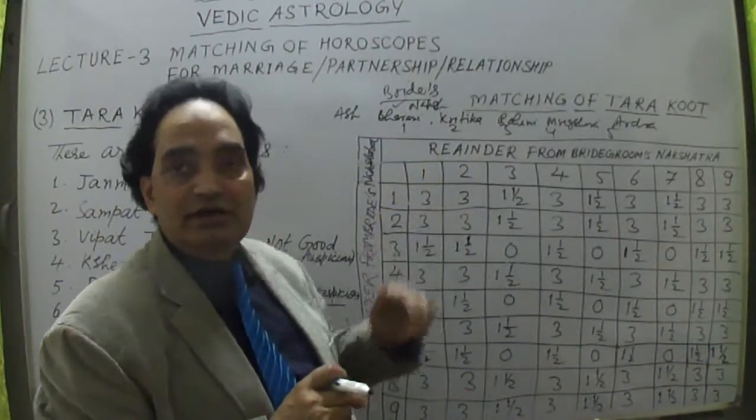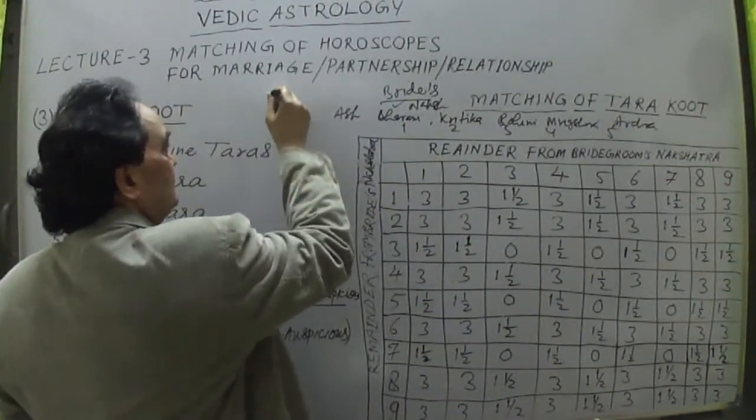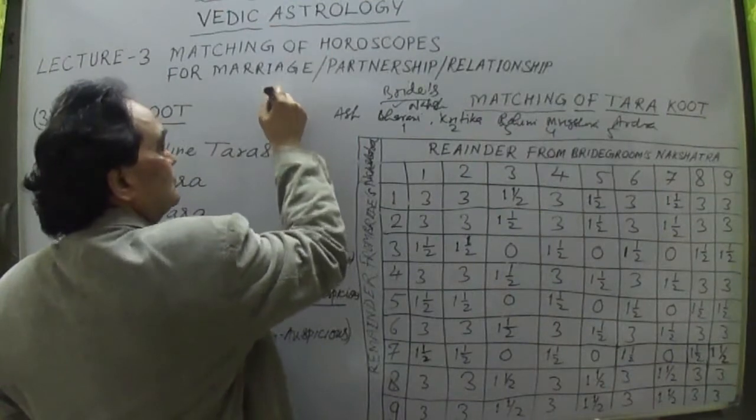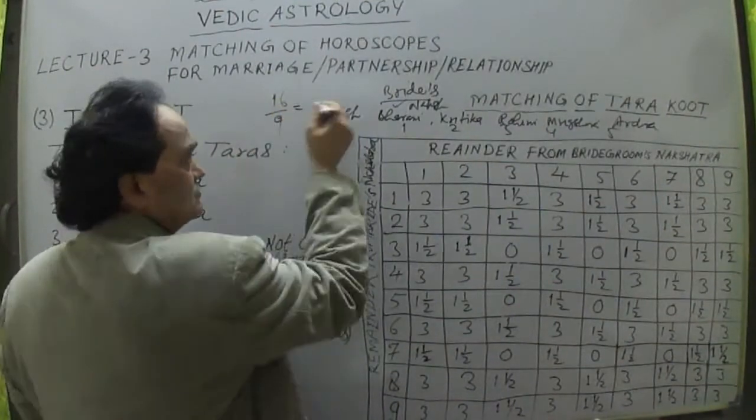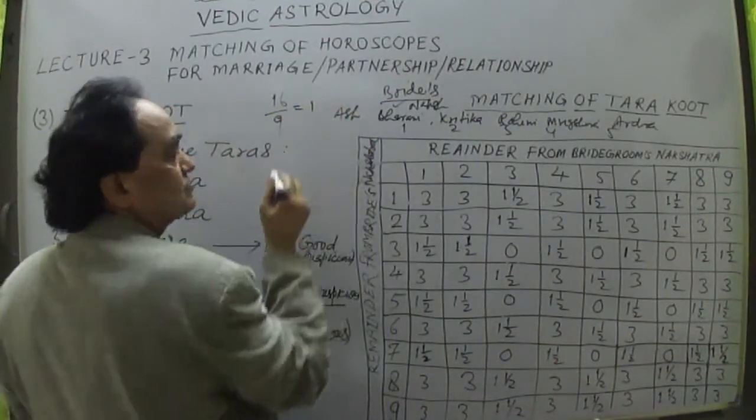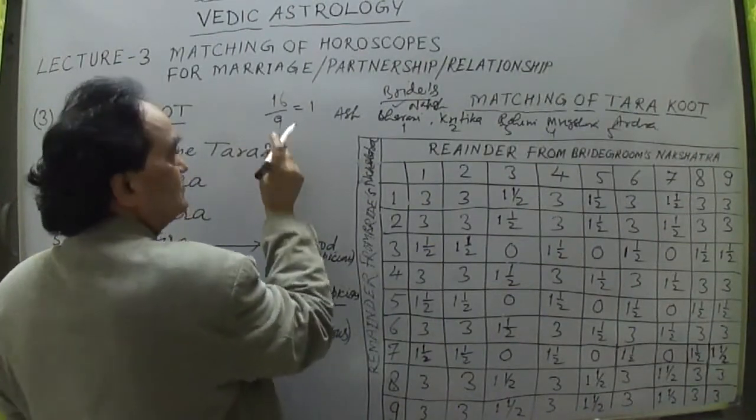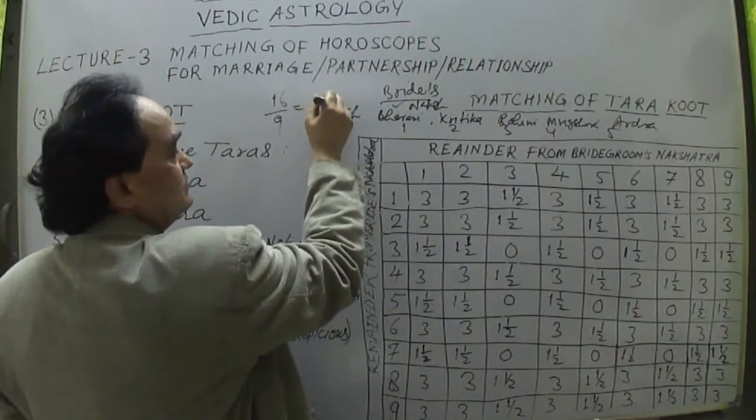16 is divided by 9. If I divide 16 by 9, then 1 is the quotient. One time it is divided, 9 ones are 9. And what is the remainder then?